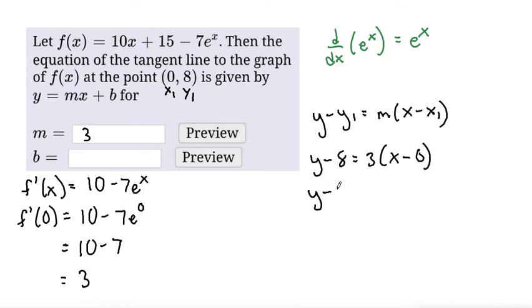So we can write y minus 8 is equal to 3x, and then adding 8 to both sides, we get y is equal to 3x plus 8. So the 8 is in the place of b in our y is equal to mx plus b form of a line. So our b will be equal to 8. And if it also asks you for the overall equation of the tangent line, that would be this here.